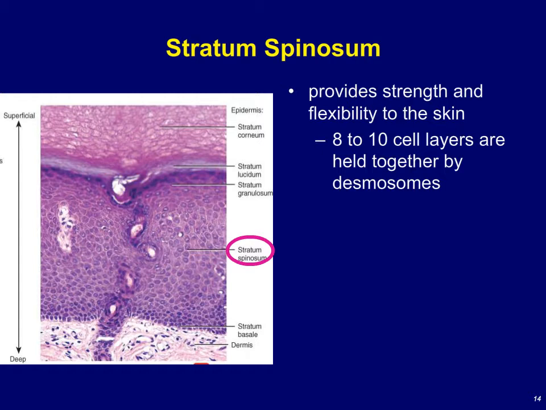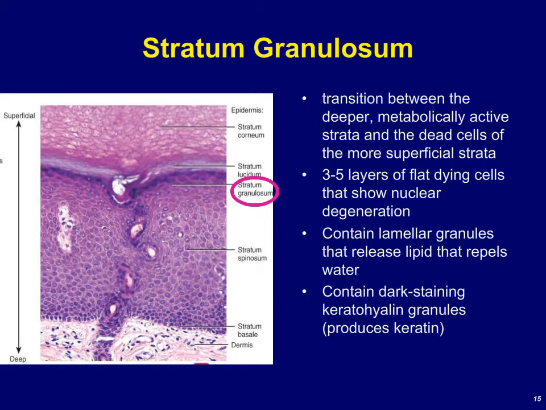Once we fix these tissues in formalin and look at them under the microscope, the cells artificially appear spiny, but they aren't really spiny in living skin. So the next layer above the stratum spinosum is the stratum granulosum. And this layer contains 3 to 5 layers of flat cells that are undergoing apoptosis. And apoptosis is just a fancy way of saying programmed cell death.